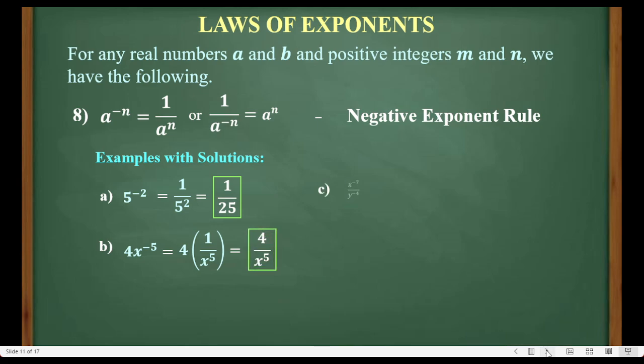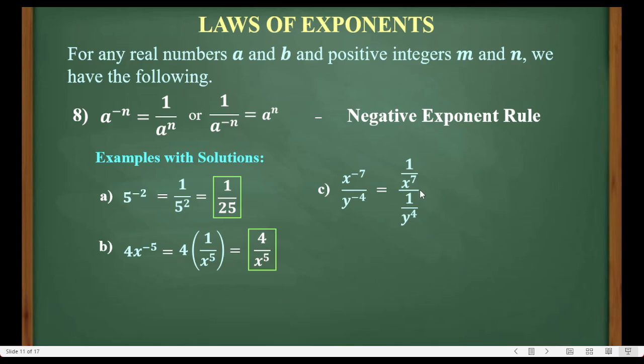Next, letter C. How about this one? x to the negative 7 over y to the negative 4. Okay, so ganito ang gagawin natin. We reciprocate both numerator and denominator so that their respective signs from negative will become positive. So at this point, we have 1 over x to the positive 7 power divided by 1 over y to the positive fourth power.